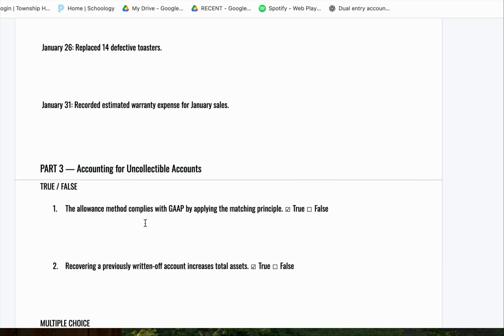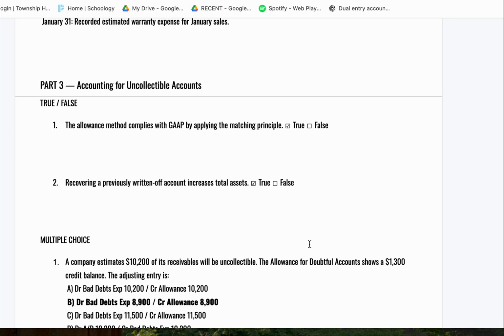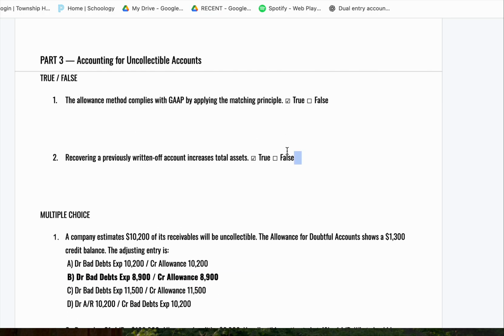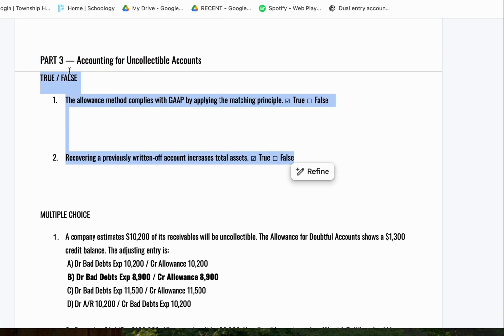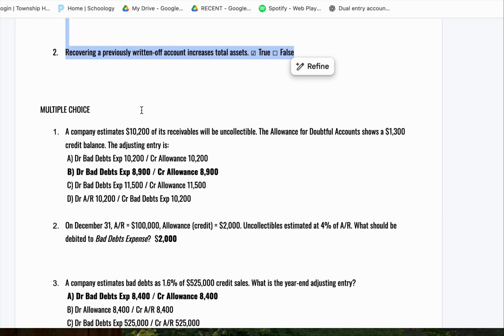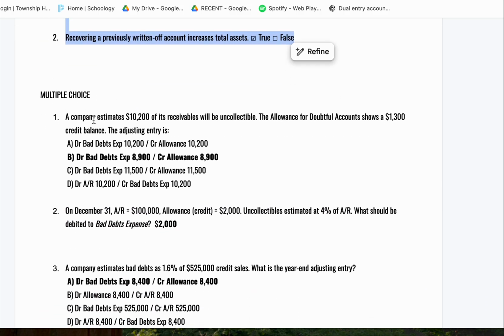And so this first, I think I took these off for period 5 and 7, so disregard these 2 true and false here. This is the multiple choice here. A company estimates 10,200 of its receivables will be uncollectible. So of all their accounts receivables, they ran the numbers, and based off past history, they don't expect to receive 10,200.